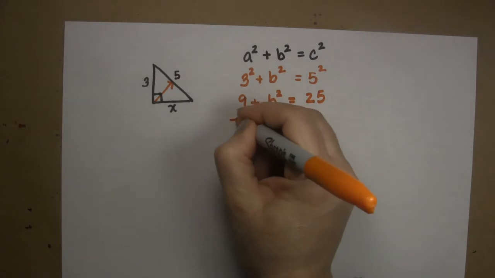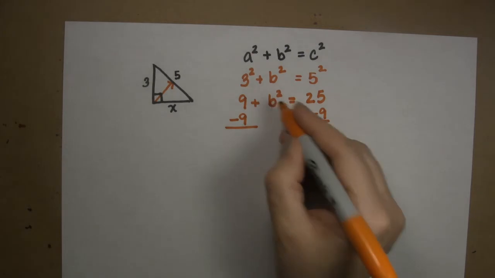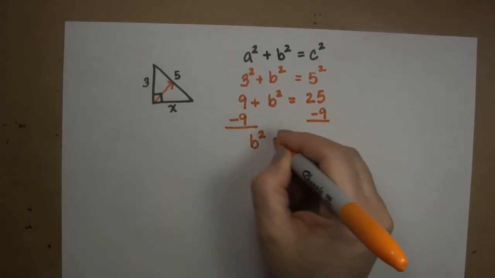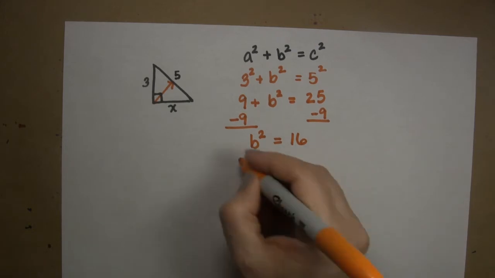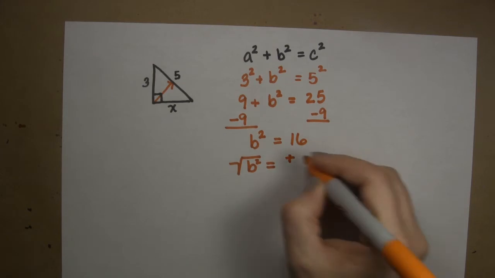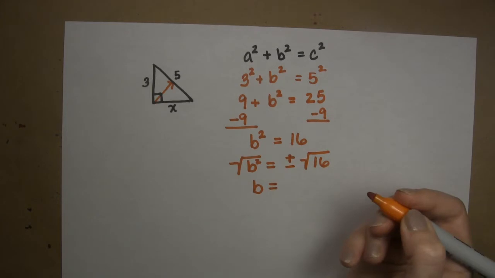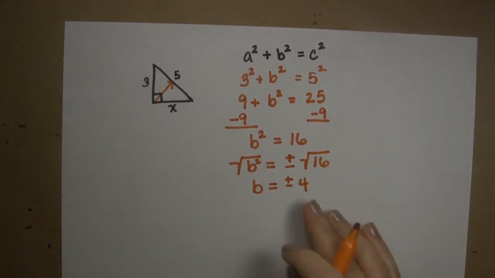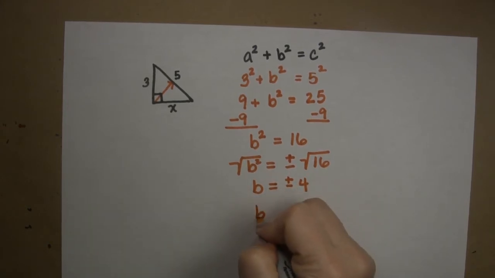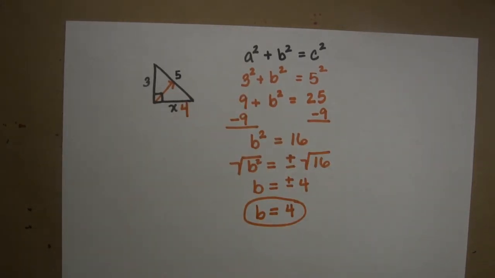Okay, and just like always, we're going to solve for the letter. So we have b squared equals 16. That means that the square root of b squared equals plus or minus the square root of 16. So b equals plus or minus 4, but negative 4 doesn't make any sense because you can't have a side with a negative side, or a negative distance, so b is just going to equal 4. So that triangle is 3, 4, 5.